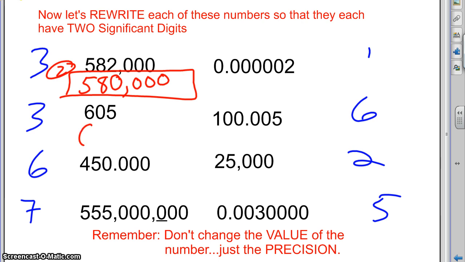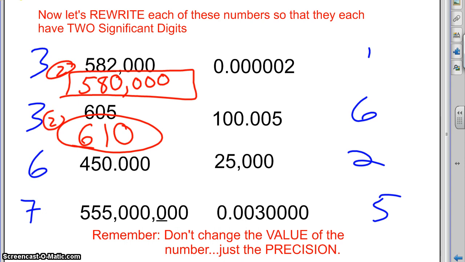605, we're going to keep the 6, we're going to keep the 0, and the 5 is going to get rounded off. But 5 is 5 or bigger, so we're going to round up, which means that the 0 turns into a 1, and that 5 gets rounded off. So basically think of it this way, an 05 turns into a 10 when you round it. So 610, that's two significant digits like we wanted.